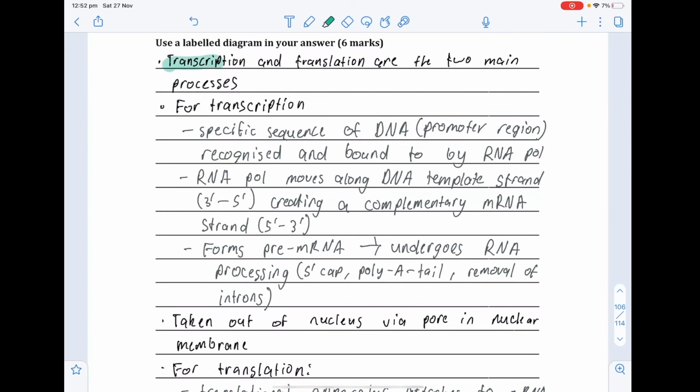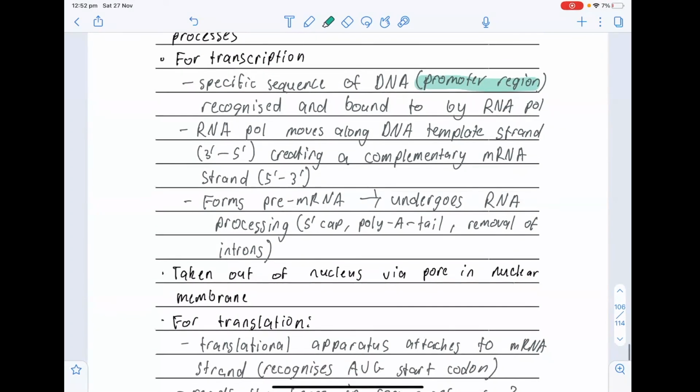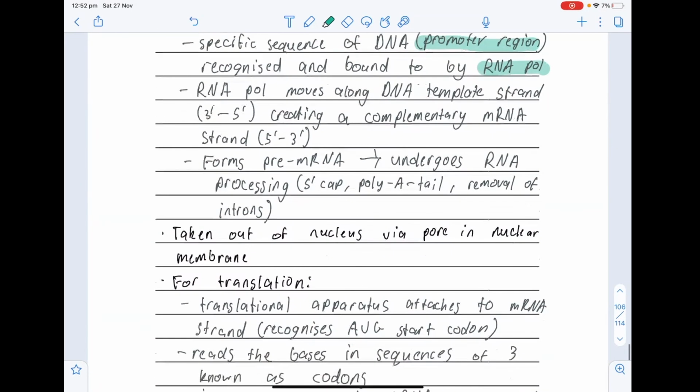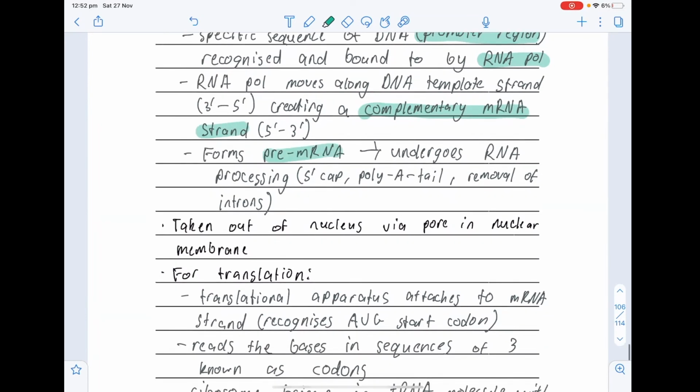So obviously mention transcription and translation. I want to mention the promoter region. You want to mention RNA polymerase, complementary mRNA strand, pre-mRNA, RNA processing.